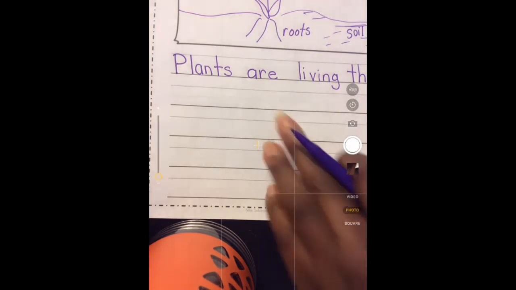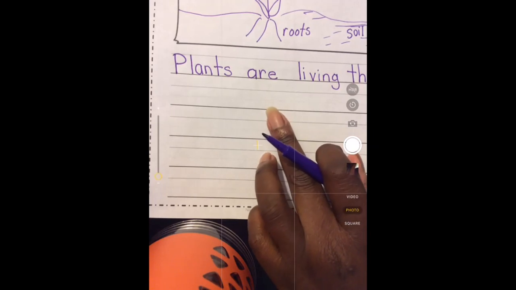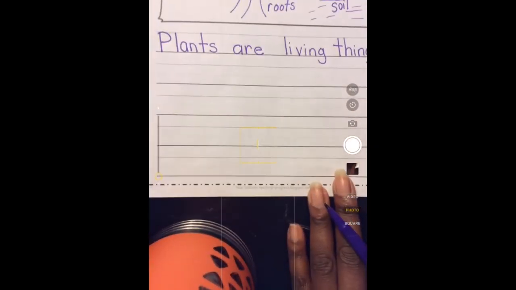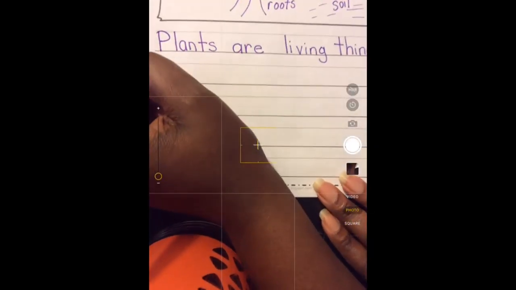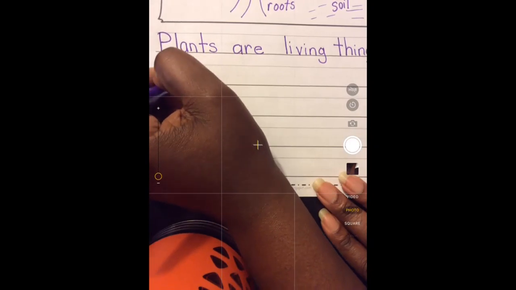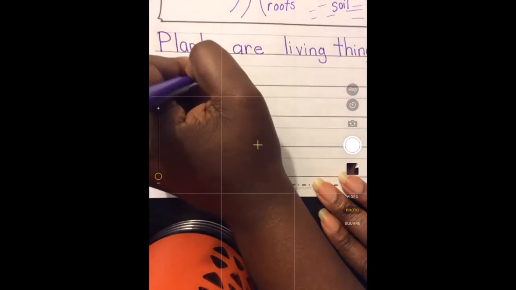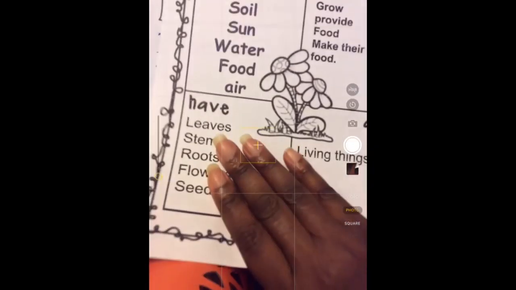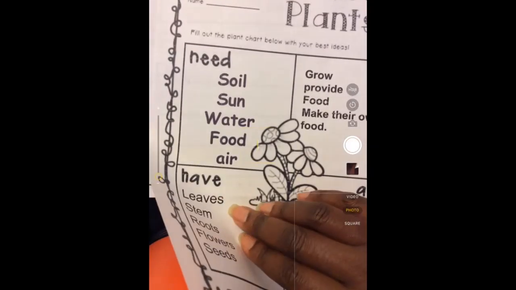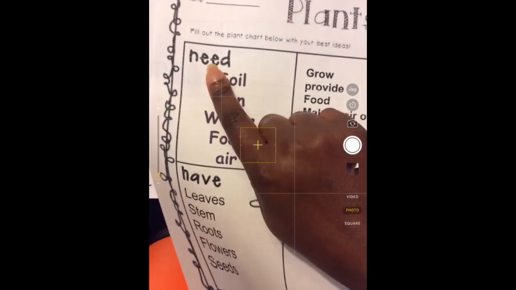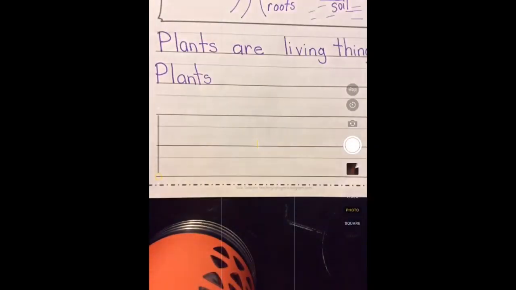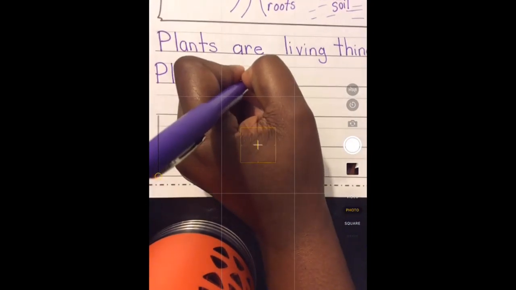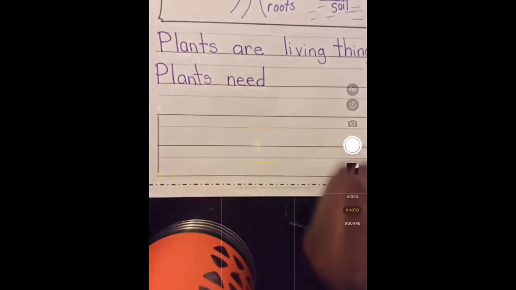So my next sentence, I'm going to tell you what plants need. And the word plants is already right here. So I'm going to write plants. I'm going to write it again, capital letter. The word need is on my graphic organizer. Can you show me the word need? Need. There you go. There's that word. And I'm going to write it. Plants need. What do they need?